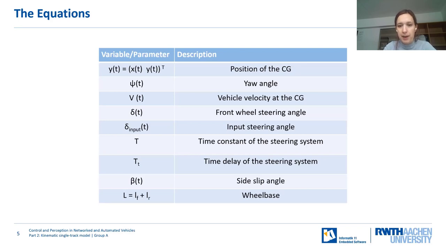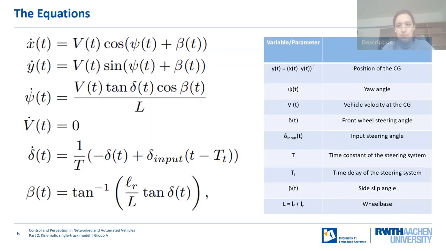And at the end, the wheelbase, which is basically just those two parts from the center to the wheels put together. So the whole bicycle itself, the length of the bicycle. And if you consider those variables or parameters, then we come to a number of equations so that we could actually calculate some of those variables or parameters with those equations.